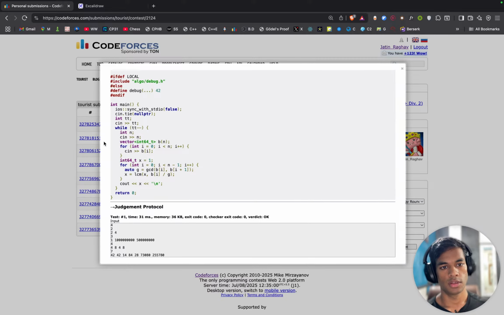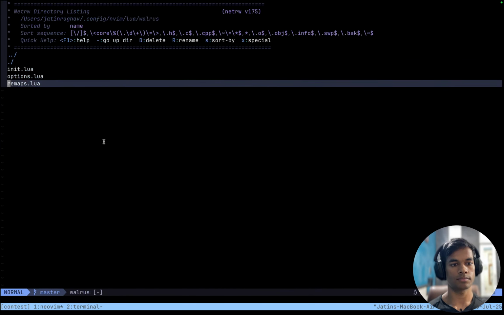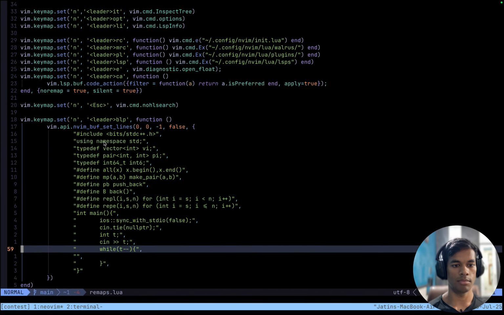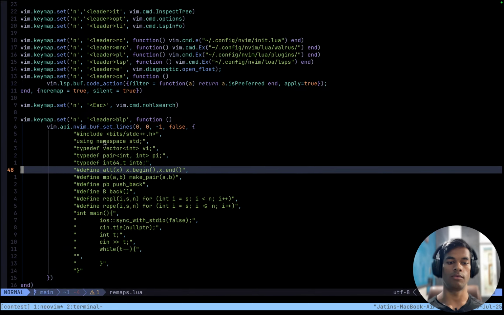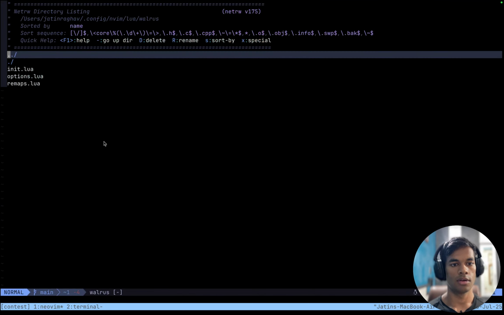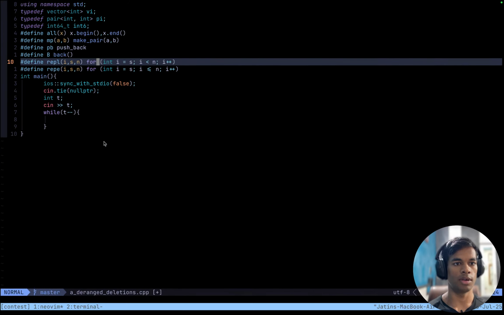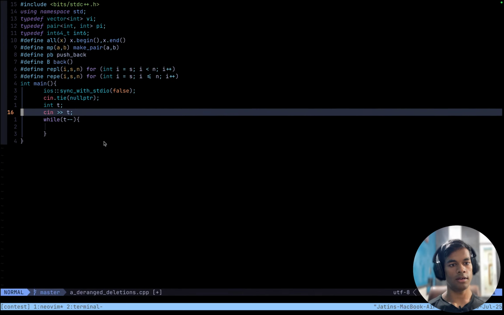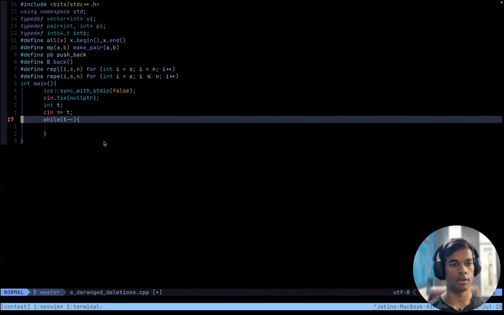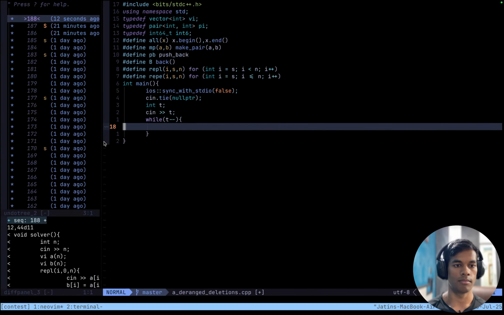So I have also changed my remap to remove the solve function and solve it like this, which is going to be my default thing in which I code. So there is no longer any call to an external solve function, and I will write all the code in here.